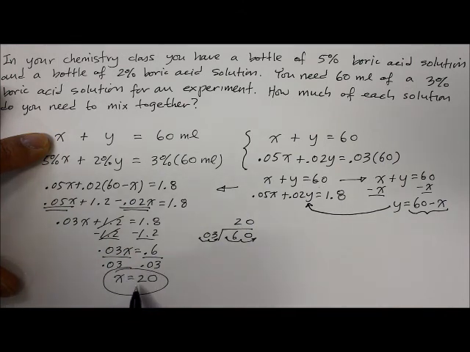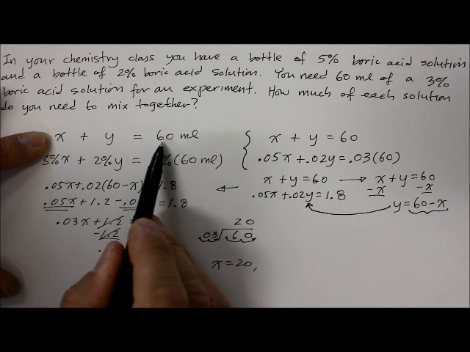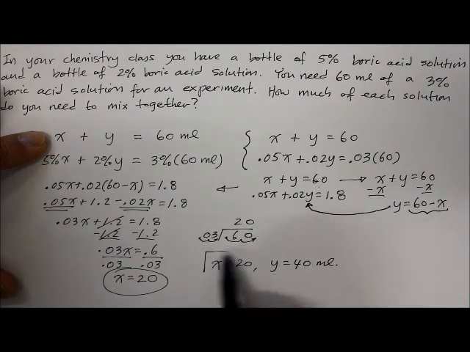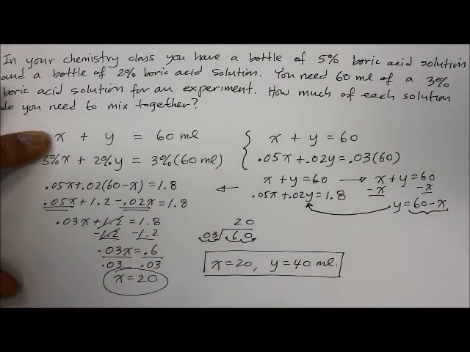So the total volume, the total solution in the bottle, first bottle, is 20. So X is 20. Then 20 plus what is 60? Well, the second bottle has to be a total of 40 milliliters. And that's how you find the unknown volumes in a mixture problem.